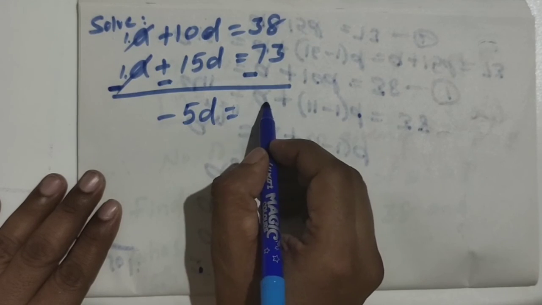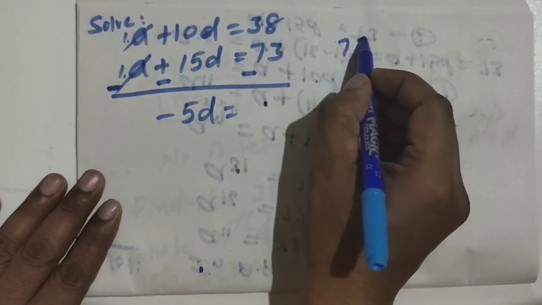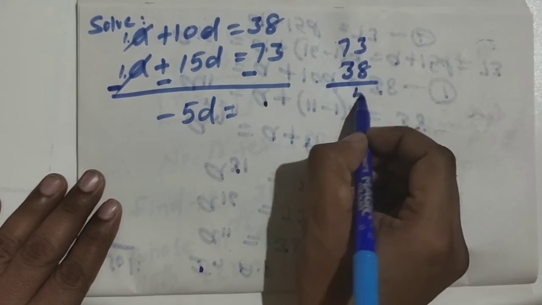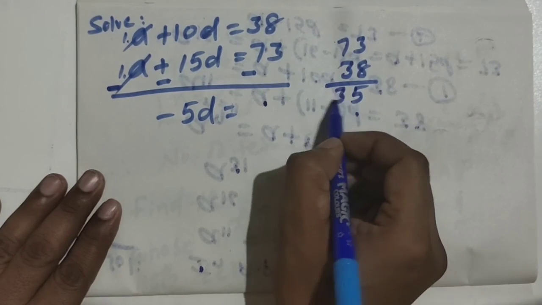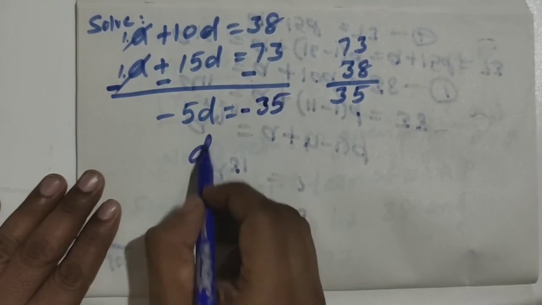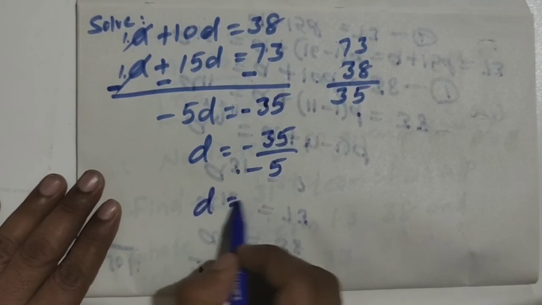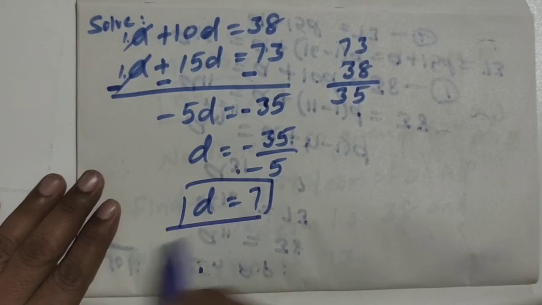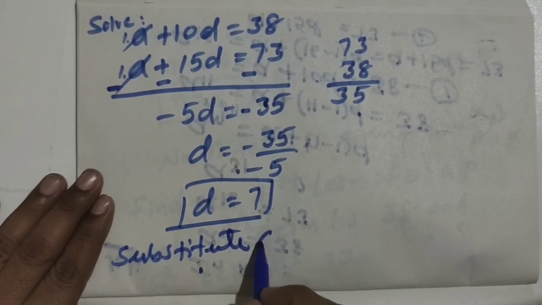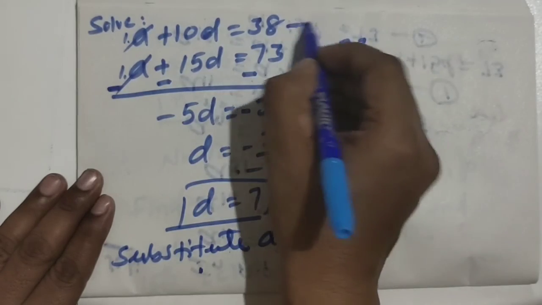Actually we have to subtract 38 from 73. Borrowing, we got 13 minus 8 is 5, remaining 6 minus 3 is 3. Here it has a minus sign, that's why we got minus 35. Then d is equal to minus 35 by minus 5. Finally we get d is equal to 7. Now to get the a value, substitute d is equal to 7 in equation 1.